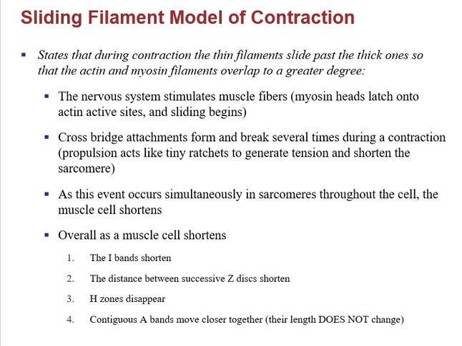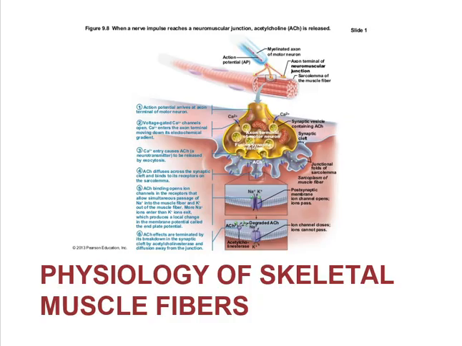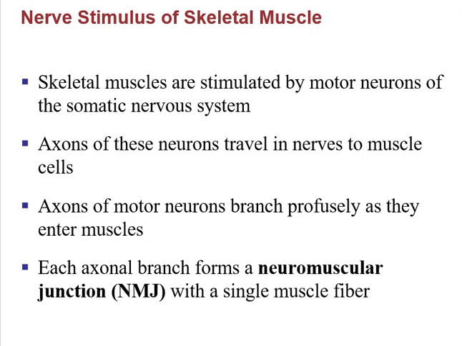So what is that going to look like? Well, in a skeletal muscle fiber, that's going to look like a shortened sarcomere. And that happens in every sarcomere in a myofibril, so it looks like a shortened myofibril. So we're really starting to get into the physiology of skeletal muscle fibers. So really, let's go back to the beginning. Let's talk about what causes contraction.